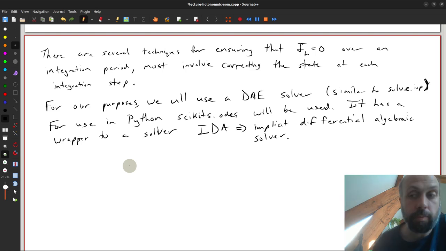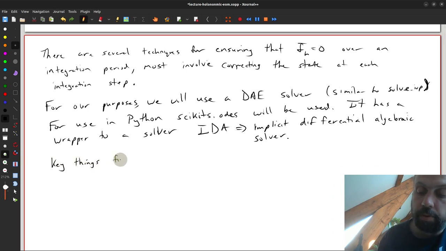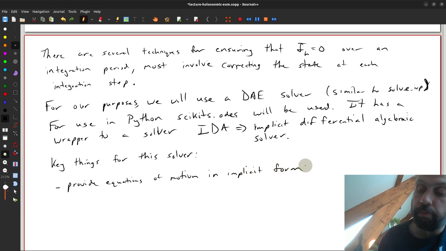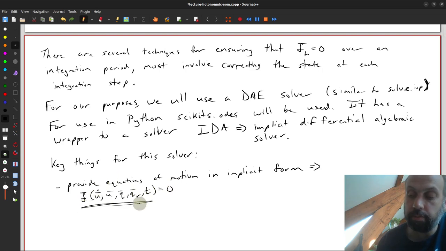So the IDA one uses a similar thing, but manages this algebraic constraint also. All right, so there's a few key things that you'll have to worry about that are different for this solver. One is that you're going to provide the equations of motion, including the constraints, in implicit form. So before, we've always solved for the u dots and the q dots, but here you don't need to. You will just give entire equations that will look in general like so. Right, so this implicit form, we're going to give that side of the equation.